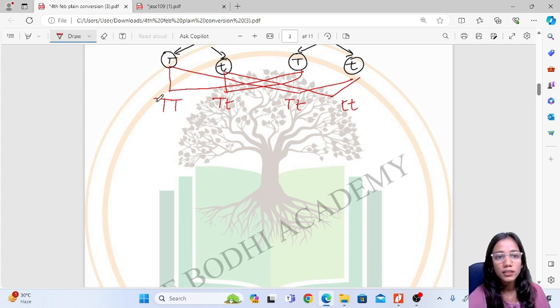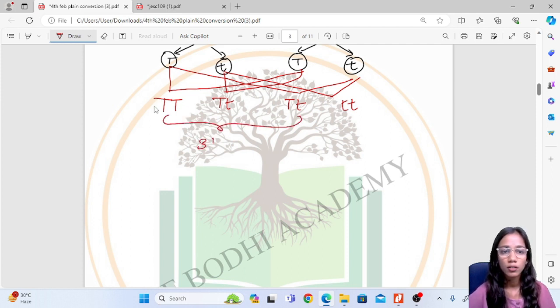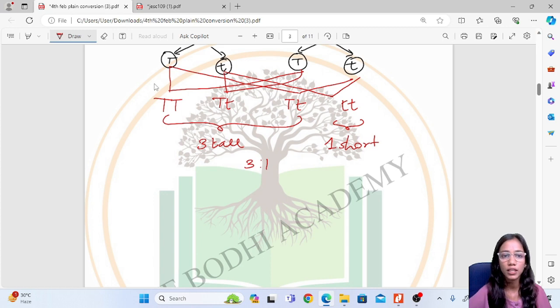He found that this plant was tall, both capital T's; one capital T, one small t, this was tall; one capital T, one small t, this was also tall; but this one had both small letters, so this was the short plant. So the ratio over here was 3 tall and 1 short. So the ratio was 3:1. The ratio of tall to short was 3 is to 1.